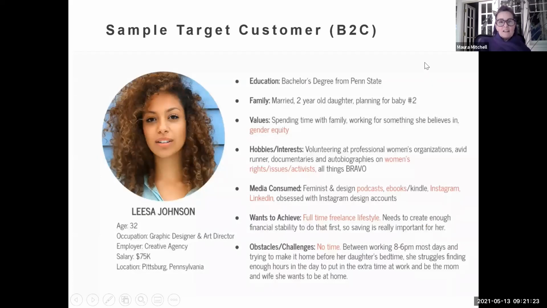So here is a sample target customer for those who are B2C. We're going to work on developing your avatar, or your assumed avatar, for one of your segments. You may have multiple segments, but we'll work on one. In this case, Lisa Johnson is age 32. She's a graphic designer and art director. She makes $75,000. She lives in Pennsylvania. She's married. She has a 2-year-old daughter, and she's planning for baby number 2. She has a bachelor's degree from Penn State. So can anyone, just from these pieces of information about Lisa, think about how you could reach Lisa?